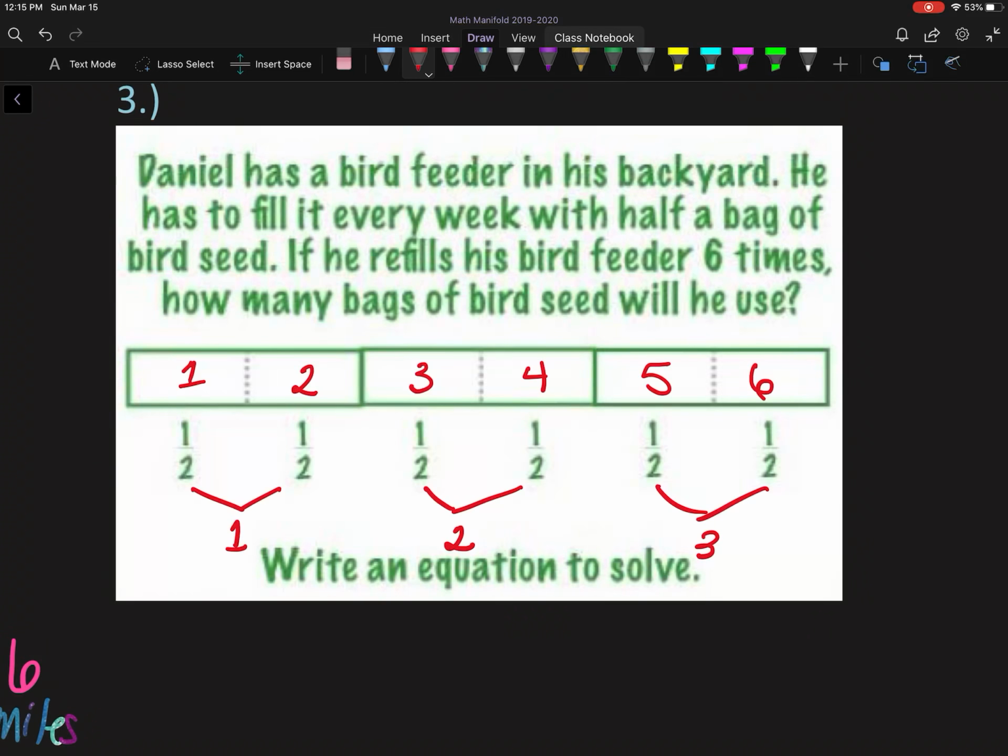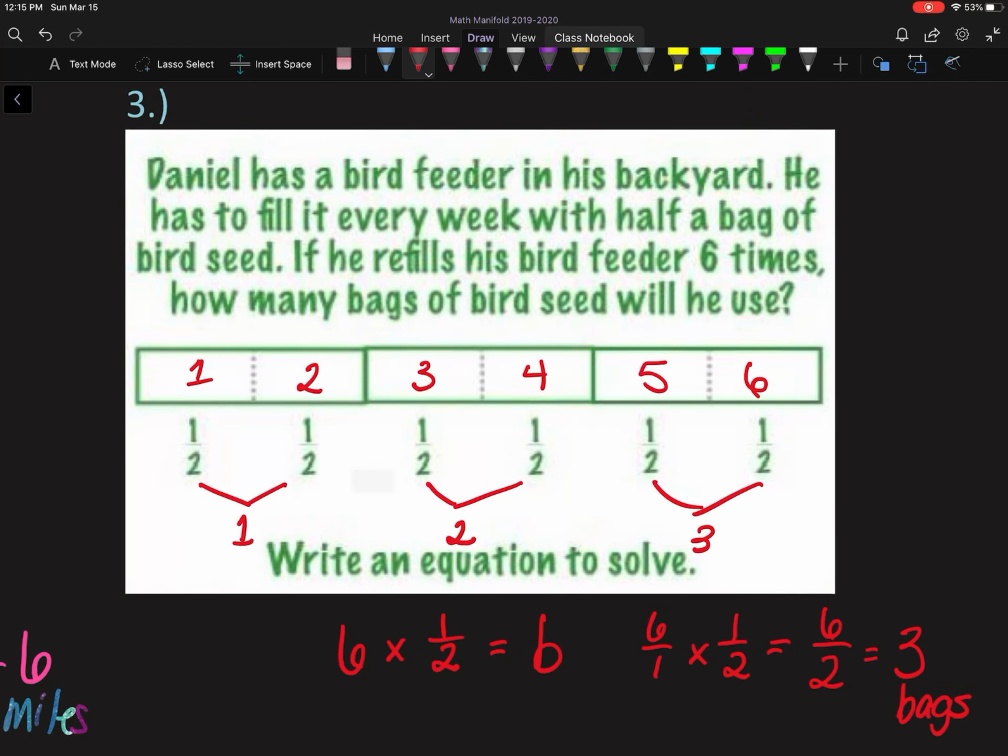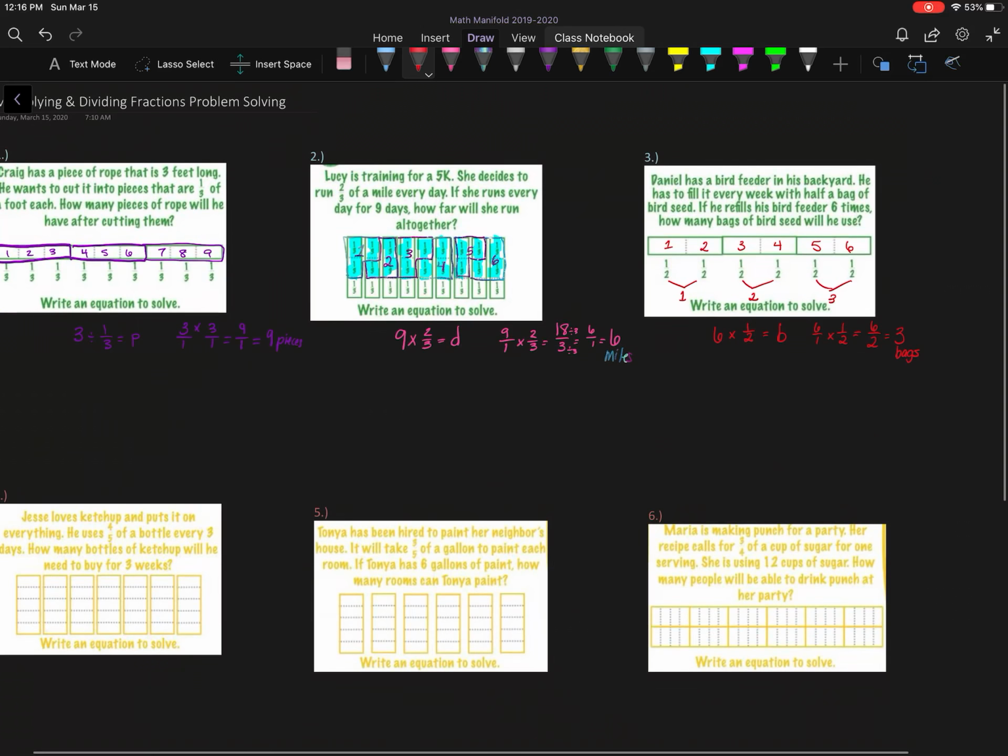So we can write an equation that says 6 times a half equals, well, B for bags of bird seed. So then we've got 6 over 1 times 1 over 2, which would be 6 halves or 3 wholes. So we would need 3 whole bags. 3 bags. So there's 3 different problems.